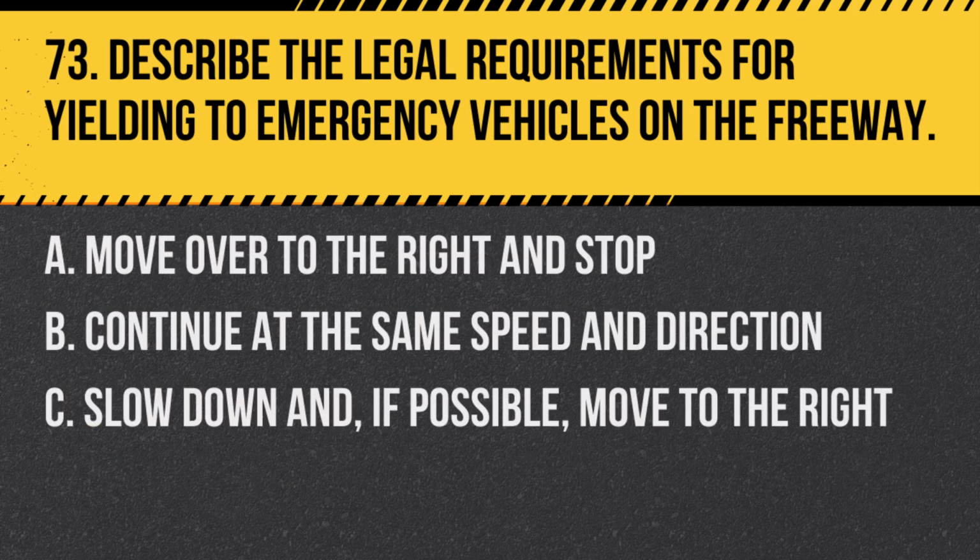Question 73. Describe the legal requirements for yielding to emergency vehicles on the freeway. A. Move over to the right and stop. B. Continue at the same speed and direction. C. Slow down and, if possible, move to the right. Answer: C. Slow down and, if possible, move to the right. This allows emergency vehicles to pass safely.